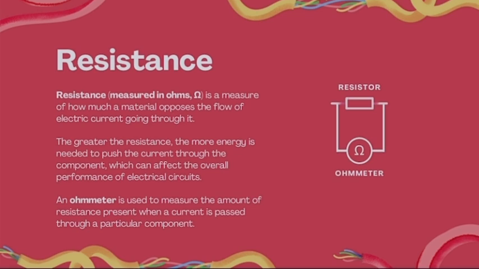Resistance, measured in ohms, Greek letter omega, is a measure of how much a material opposes the flow of electric current going through it. The greater the resistance, the more energy is needed to push the current through the component, which can affect the overall performance of electrical circuits. An ohmmeter is used to measure the amount of resistance present when a current is passed through a particular component.